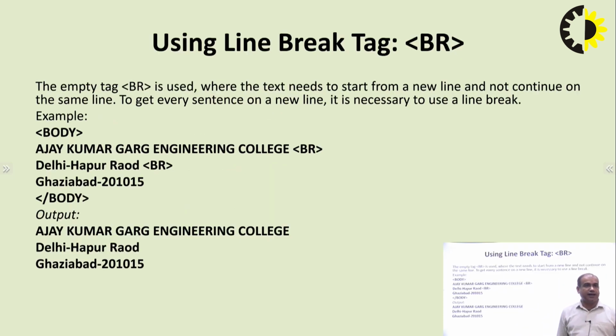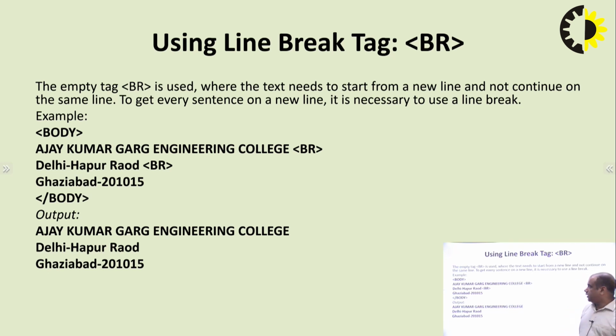The next important tag I am going to discuss is the BR tag. We will use it very frequently. If we do not use this tag, all the content will automatically be written in a single line and not in multiple lines. This is an empty tag. BR is used where the text needs to start on a new line and not continue on the same line. To get every sentence on a new line, it is necessary to use a line break.